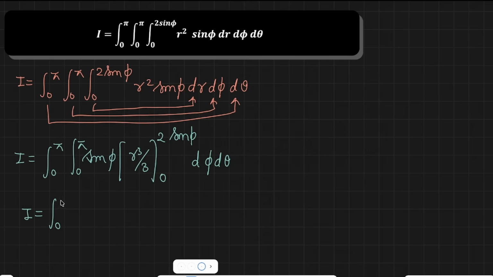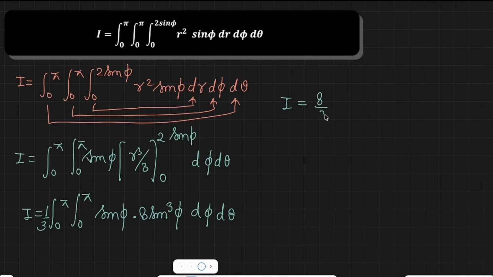So I is equal to integral 0 to pi, 0 to pi. When you put the limit here, 1 by 3 I can take outside. So this is your sine phi, and this will be 8 into sine cube phi, and this is your d phi d theta. So what you can write: I is equal to 8 by 3, integral 0 to pi, 0 to pi, sine power 4 phi d phi d theta. Now how to solve sine power 4 phi?